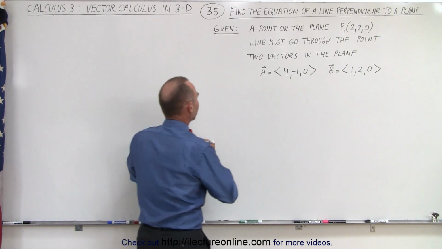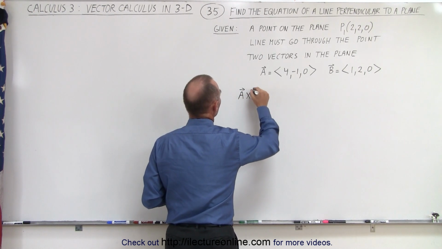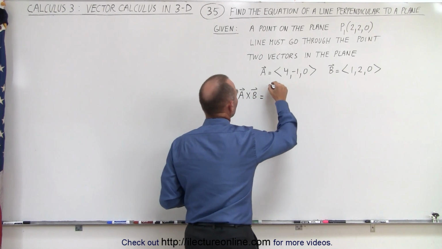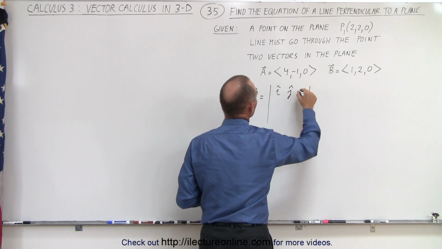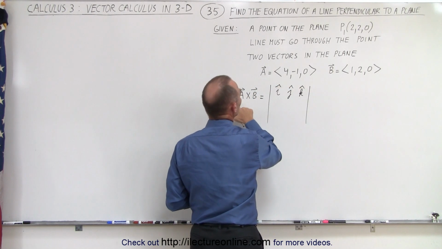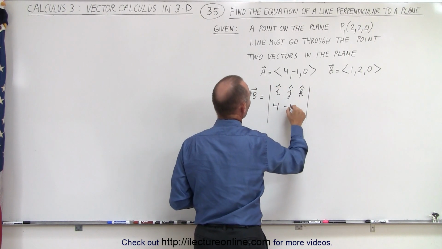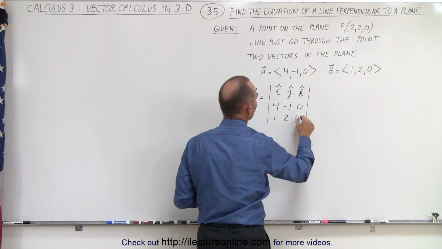All right, let's do that. So A cross B is equal to the determinant of i, j, and k, the components of A, which are 4, negative 1, and 0, and the components of B, which are 1, 2, and 0.